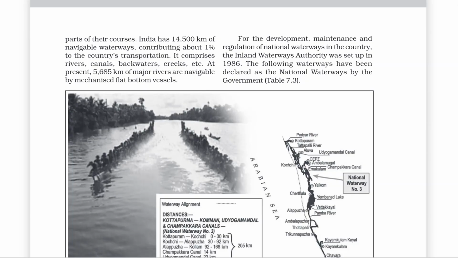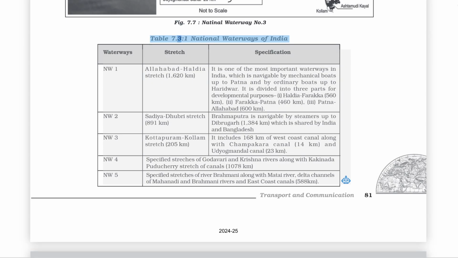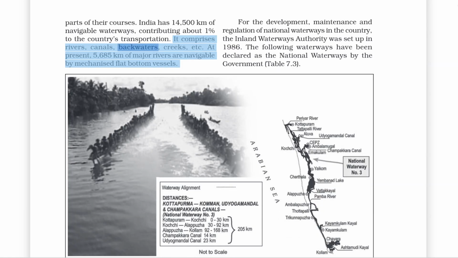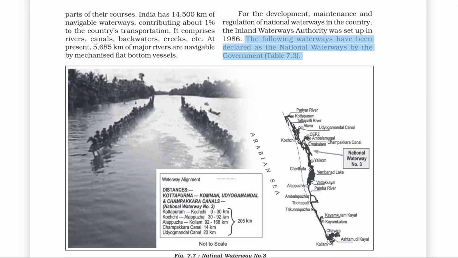Figure 7.7, National Waterway Number 3. Table 7.3, National Waterways of India. India has 14,500 kilometers of navigable waterways, contributing about 1% to the country's transportation. It comprises rivers, canals, backwaters, creeks, etc. At present, 5,685 kilometers of major rivers are navigable by mechanized flat-bottom vessels. For the development, maintenance, and regulation of national waterways in the country, the Inland Waterways Authority was set up in 1986. The following waterways have been declared as the national waterways by the government.